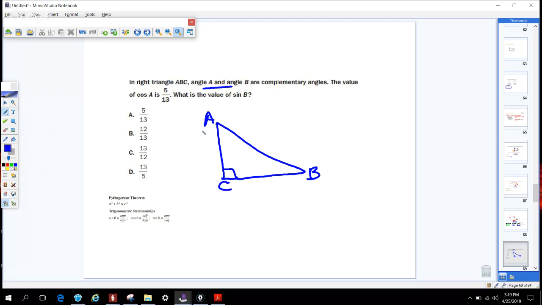So it says cosine A is 5/13. Well, cosine is adjacent over hypotenuse. So if it's 5 over 13, I know that 5 has to be my adjacent and 13 has to be my hypotenuse. Sugar shoots. This is 13. This is 5.